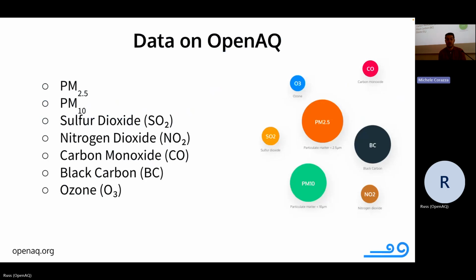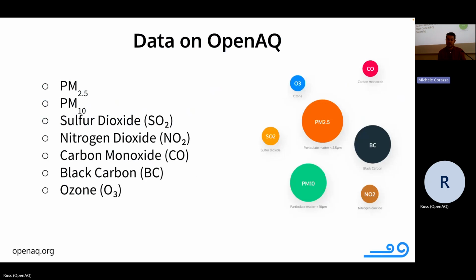Sulfur dioxide and nitrogen dioxide are both very common from petrochemical and general industry. Carbon monoxide also comes from burning of fossil fuels, burning of any sort of carbon-based thing. Black carbon is a particularly dangerous form of particulate matter that's actual particles of carbon, also considered a super pollutant that affects climate change. And then finally, ozone, and this would be tropospheric ozone, so ozone that's near us on the ground. This comes as a byproduct from a lot of these outputs.